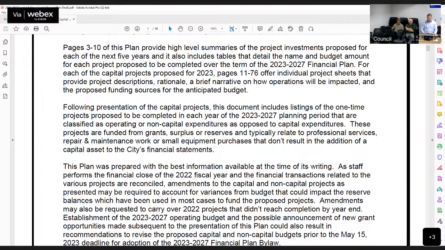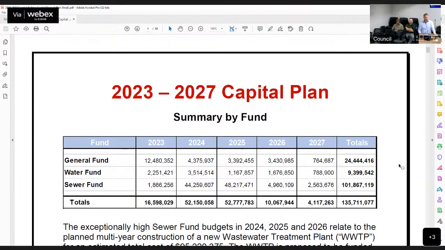And there's a number of summary documents here, and it's really just to kind of give a high-level overview of different aspects of the plan.